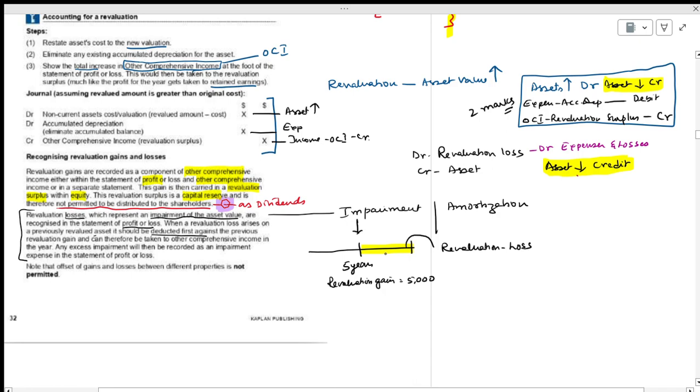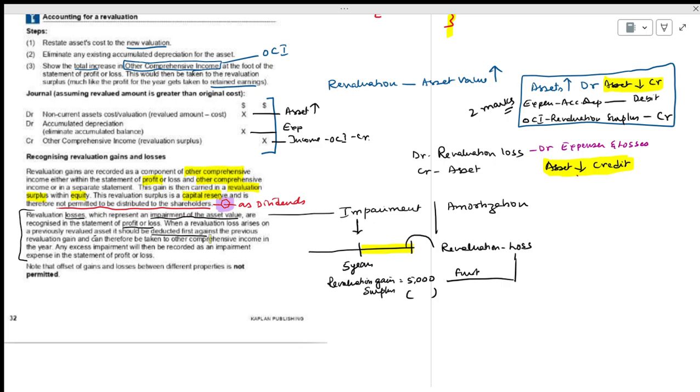Already you have in your account a revaluation surplus, is it right? Already in revaluation surplus is how much? 5,000. But now you are doing a second revaluation, and it is a loss. When there is a loss, the rule says two things. First, if any balance is there, you have to deduct from that balance.